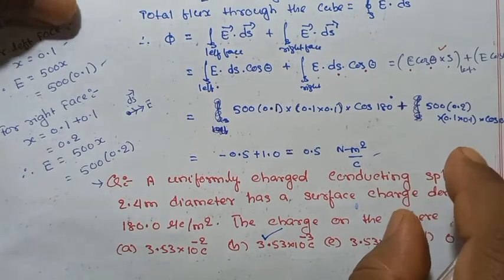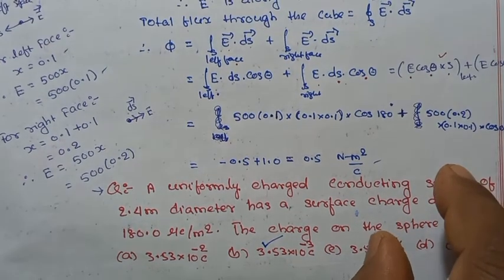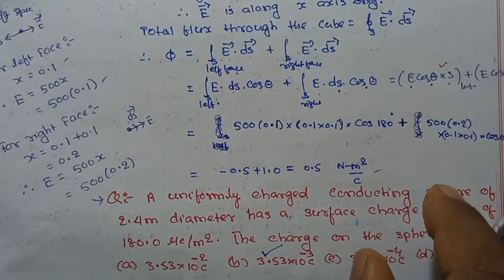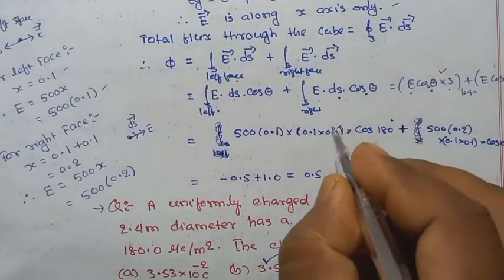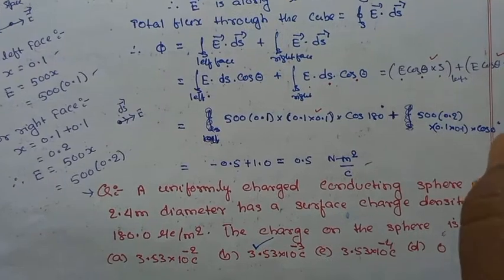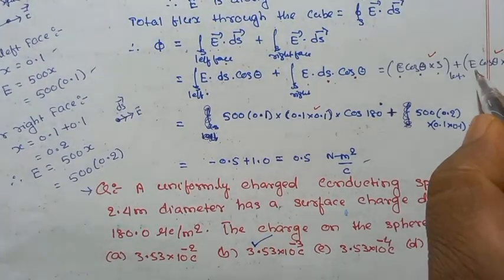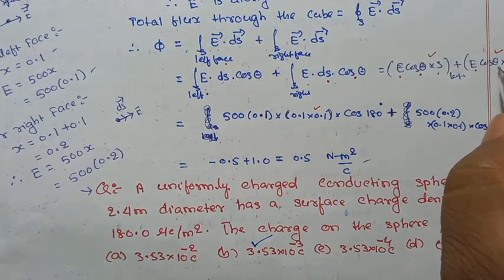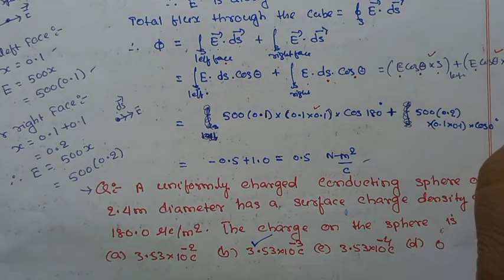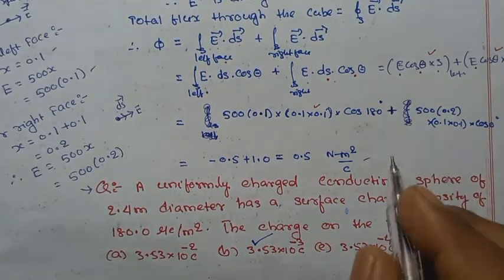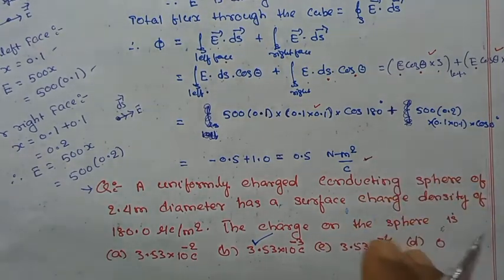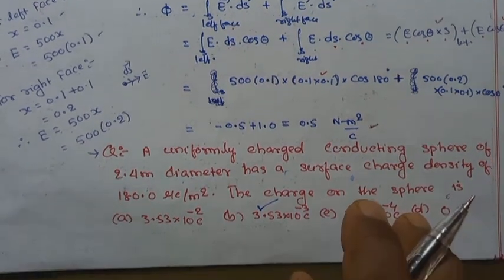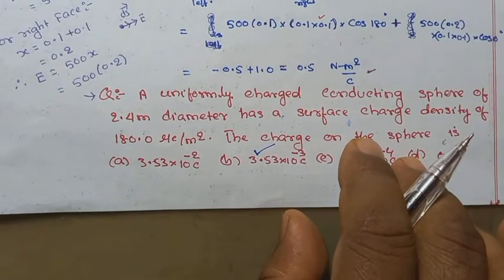S is the surface, the area of each face of the cube is square. So 0.1 into 0.1. Okay. Similarly, for the right face E is equal to 500 into 0.2, theta is equal to 0 and S is equal to 0.1 into 0.1. After solving, we will get 0.5 Newton meter square per coulomb. Okay. Now, another question we'll see.